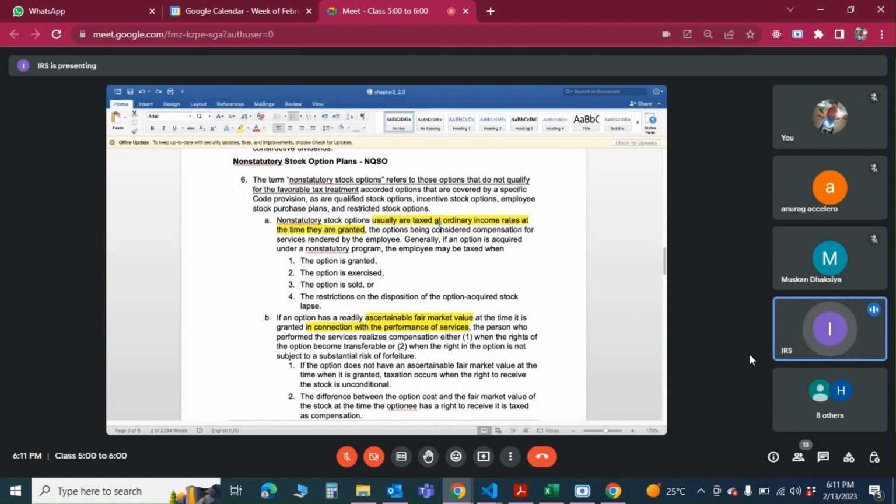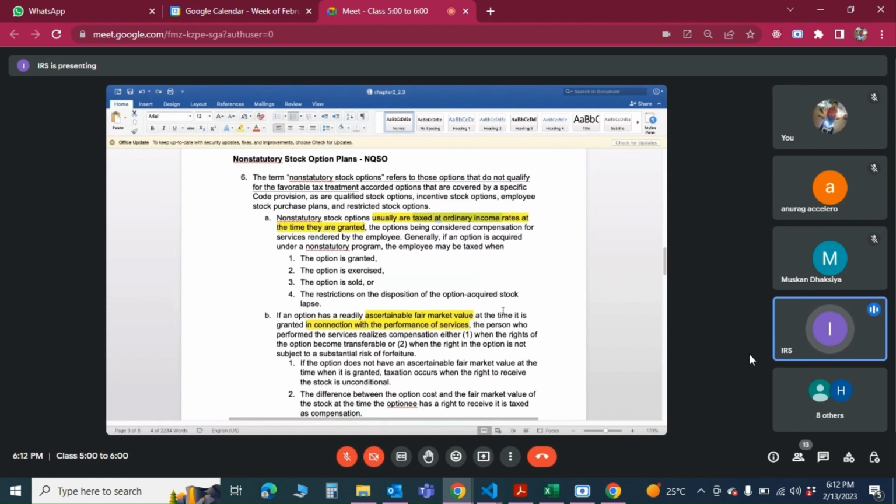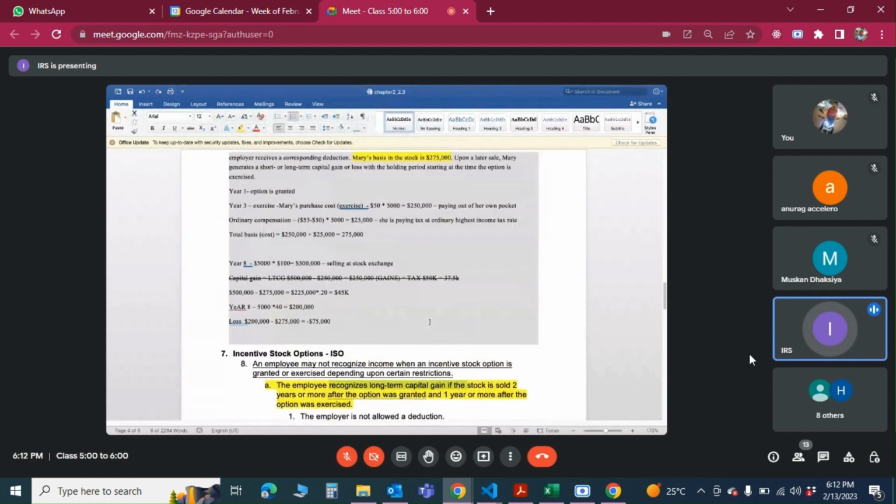Generally, it will come up at ordinary income tax rate. That's why we say they do not qualify for favorable tax treatment, because they're coming up at ordinary income rate. The other one, ISO, will come up at capital gain rate, mostly long-term capital gain rate, if certain conditions are fulfilled. Obviously the conditions have to be fulfilled, that should go without saying. There's no such rule that whatever happens, you will get long-term capital gains. There always have to be some conditions.